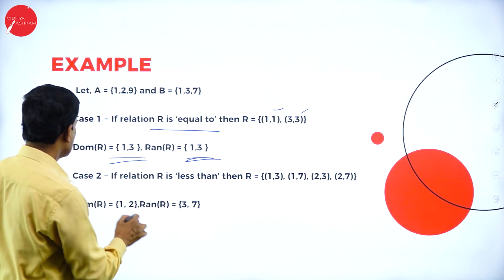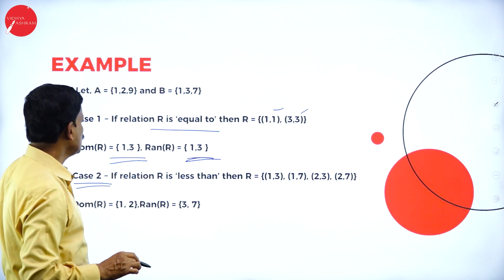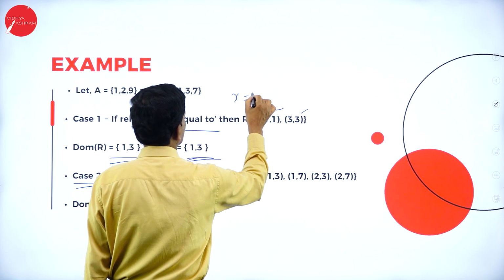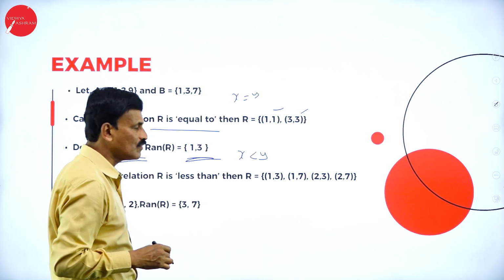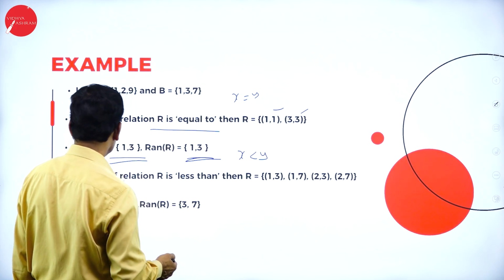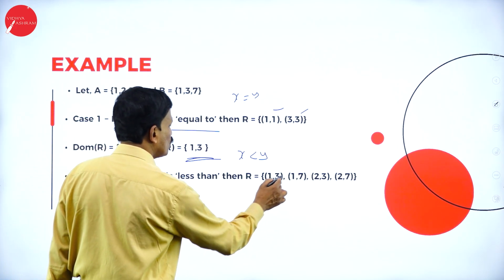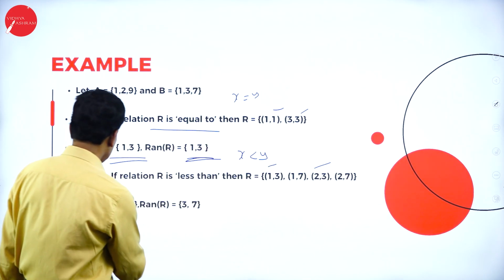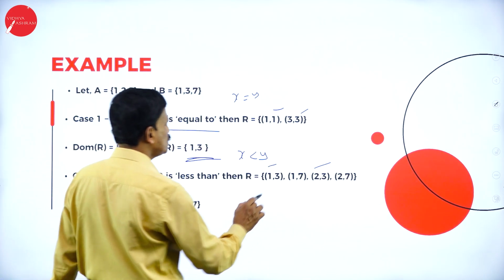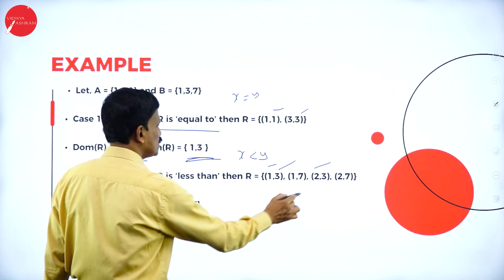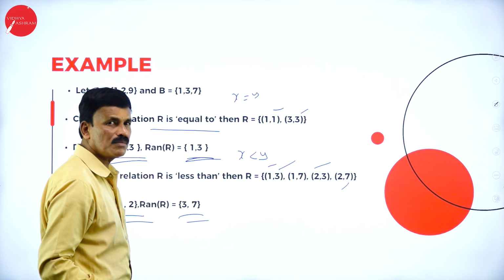Now let us come to case 2, the second example. If the relation R is defined as x less than y, we get (1, 3), (1, 7), (2, 3) and (2, 7). Now what is the domain here? The domain is the set of all first elements, 1 and 2. Domain is {1, 2}. And the range is the set of all second elements, 3 and 7. {3, 7} are the second elements.